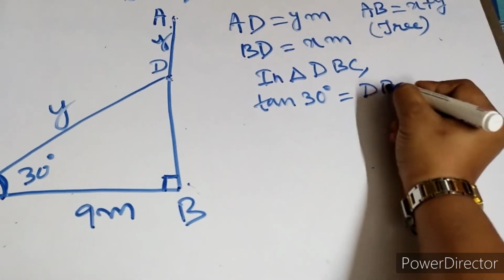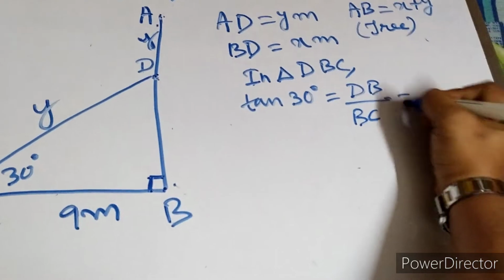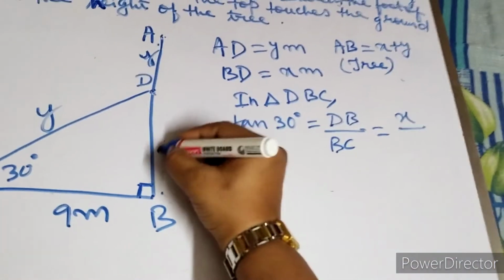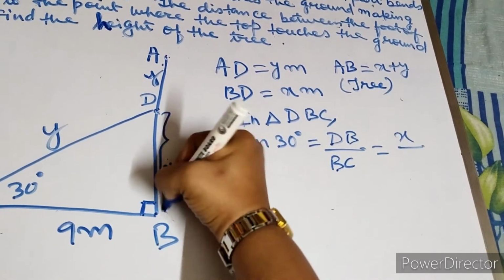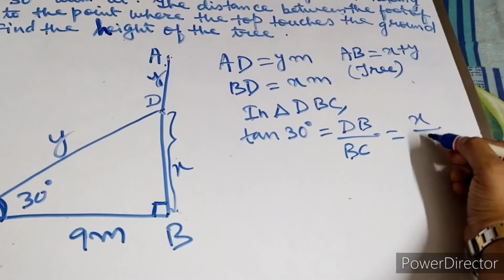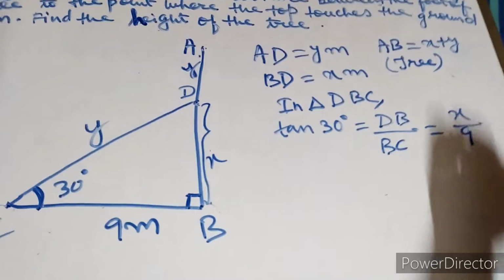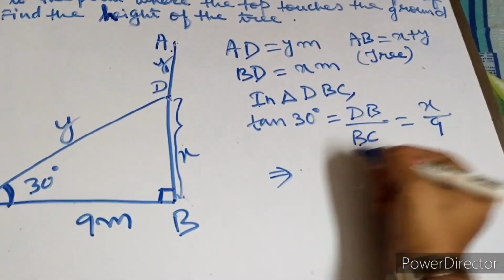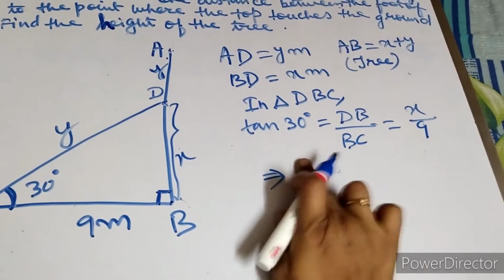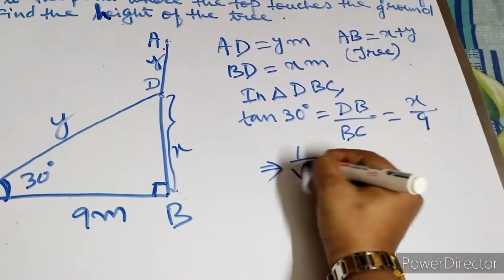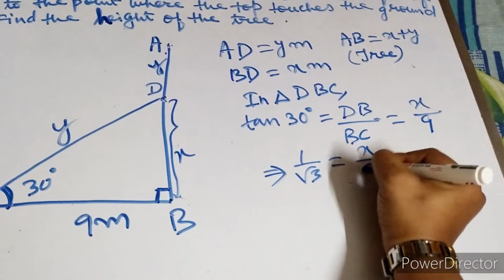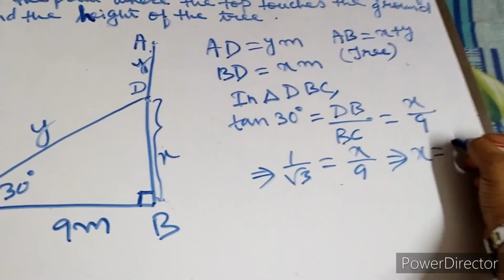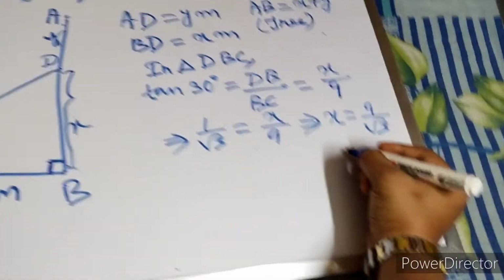DB by BC. What is DB? DB or BD, whatever, X. This portion is X. And what is BC? BC is given as 9. So, tan 30 is 1 by root 3, and that equals X by 9. Which implies 9 will go there. So X equals 9 by root 3.